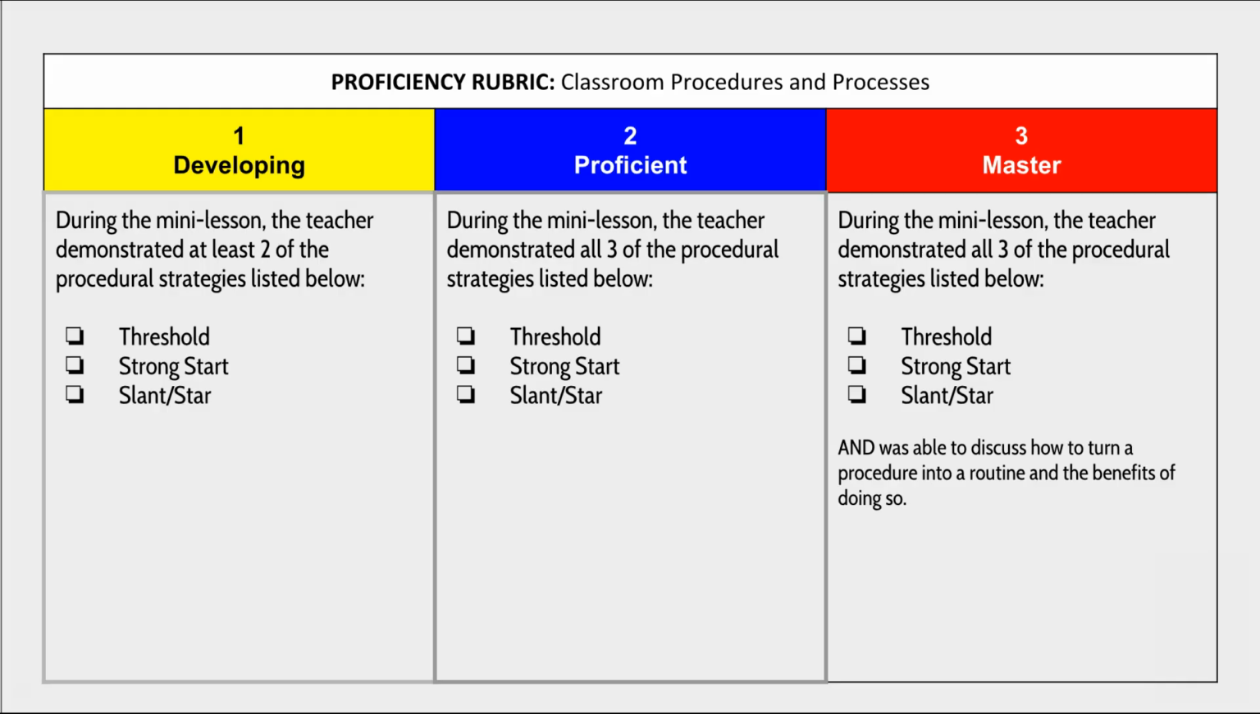At the conclusion of this course, you'll have an opportunity to demonstrate your understanding of the stated learning objective by participating in a demonstration lab that's sponsored by Region 11's certification team. During the mini lesson, the teacher must demonstrate all three of the procedural strategies listed on this slide. To earn masters, the teacher should also discuss how to turn a procedure into a routine and the benefits for doing so.